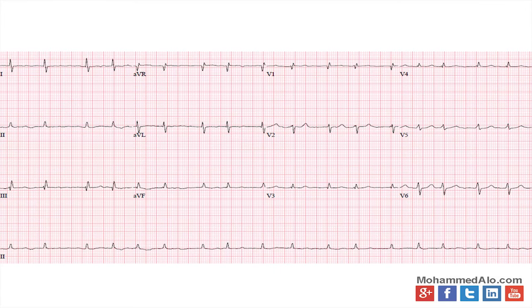Here's the next rhythm. This basically shows a low voltage in the limb leads. The criteria is less than 5 millimeters of amplitude up and down. So if you look at AVL, there's an up and down, and none of it would equal one large box. If you look at the precordial leads, the criteria says 10 millimeters of amplitude. So this is a low voltage EKG.